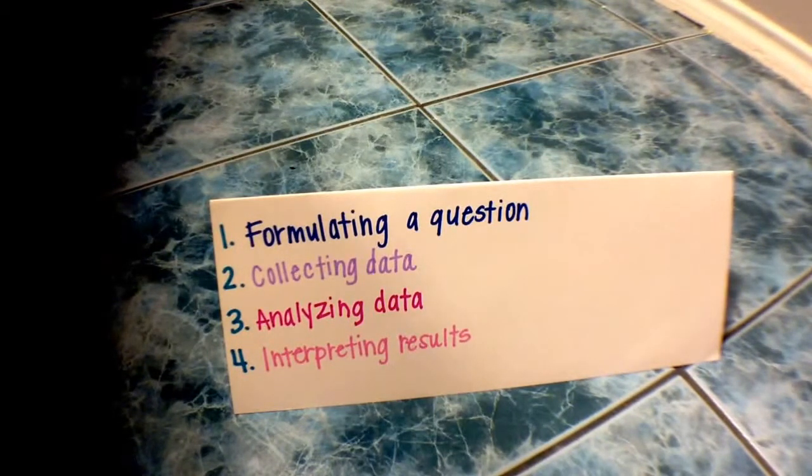So for the TEKS for this lesson, it's summarize a data set with multiple categories using a frequency table, dot plot, pictograph, or bar graph with scaled intervals. So today we're going to use a pictograph and a box plot to analyze our data.